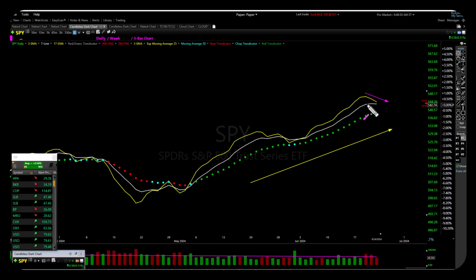The T line, the white line right here, and then that's the 3 EMA. You see how the 3 EMA is above the white line? The white line is above the green dots. That's bullish right there. We've got 3 EMA, T-line, trendicator. Now, that's bullish. We're having this pullback. This is just a simple little pullback until it's not, okay? And it can get to where we're bearish.